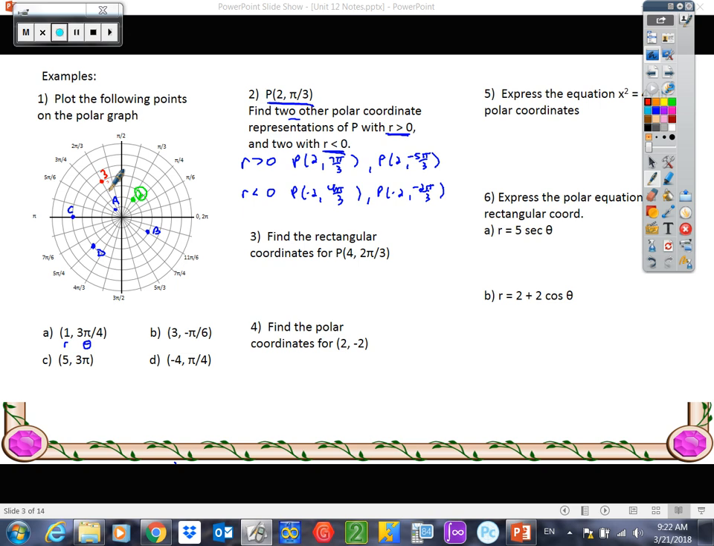So let's look at, we have 4 formulas that we need to memorize for translating back and forth. So we have x equals r cosine theta, y equals r sine theta. Now these two should not be that difficult to memorize, right? Because we know x normally goes with cosine anyway, right? And y normally goes with sine. So that should be kind of a, oh yeah, that makes sense.